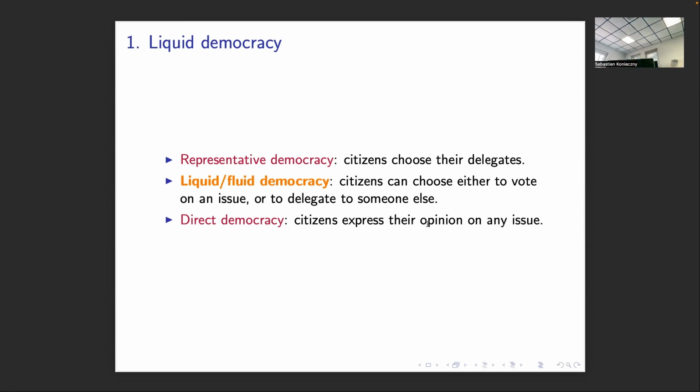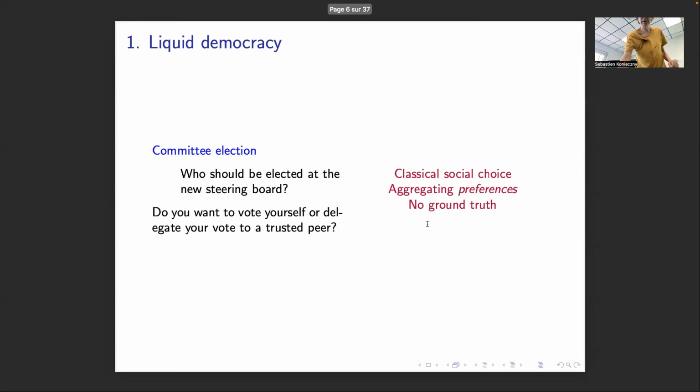Citizens have the choice between, it's what you did yesterday, between voting themselves or delegating to someone. And of course, depending on the issue, they may decide to vote or to delegate. So, for instance, we can do that for a committee election. Who should be elected on the new steering board? You can choose to vote, or maybe if you didn't have really time to think about who would be good at the steering committee, maybe you can delegate.